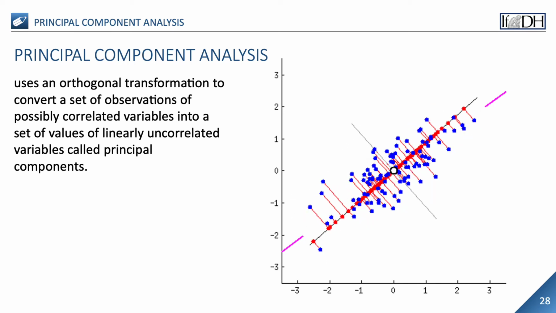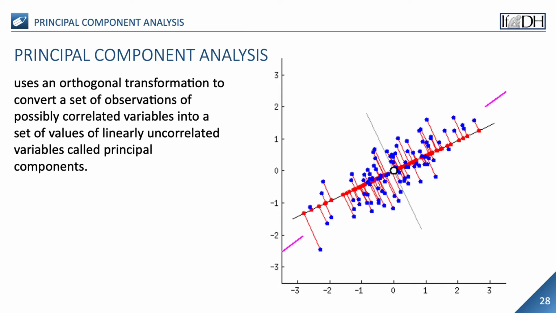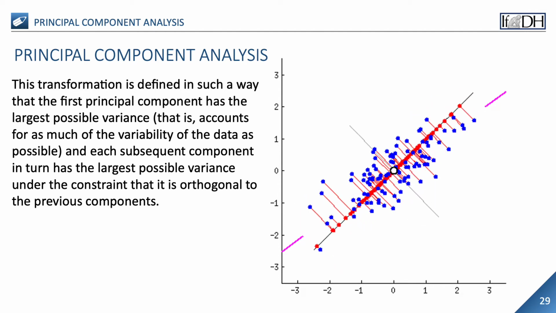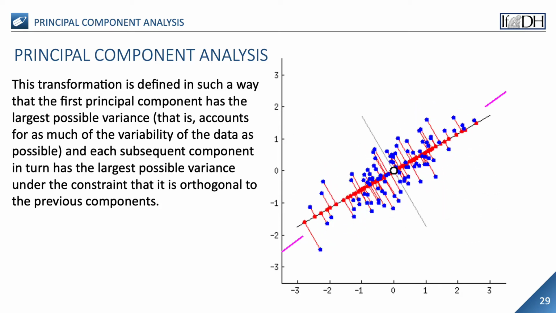Let us summarize again. Principal component analysis uses an orthogonal transformation to convert a set of observations of possibly correlated variables into a set of values of linearly uncorrelated variables called principal components. This transformation is defined in such a way that the first principal component has the largest possible variance, that is, accounts for as much of the variability of the data as possible, and each subsequent component in turn has the largest possible variance under the constraint that it is orthogonal to the previous components.